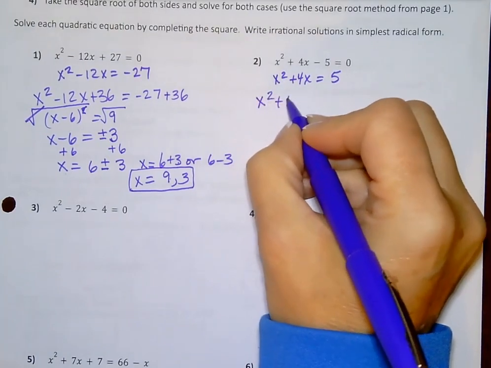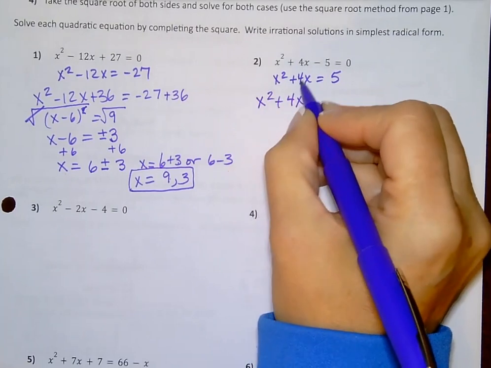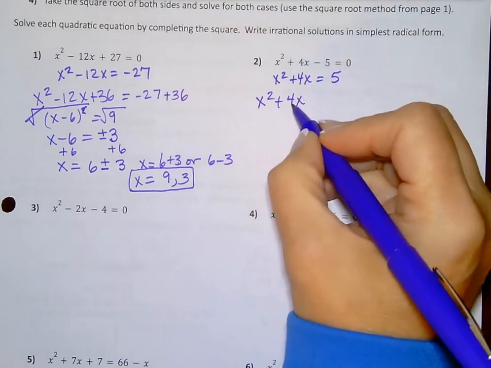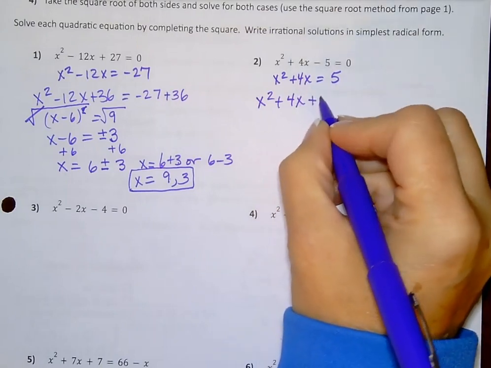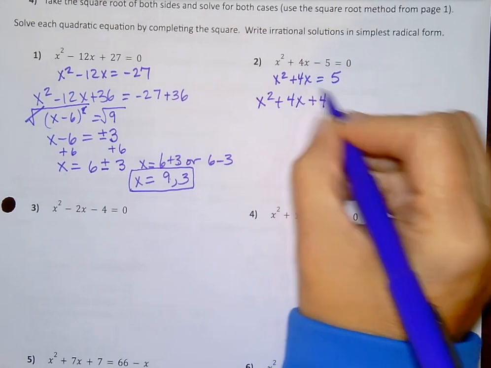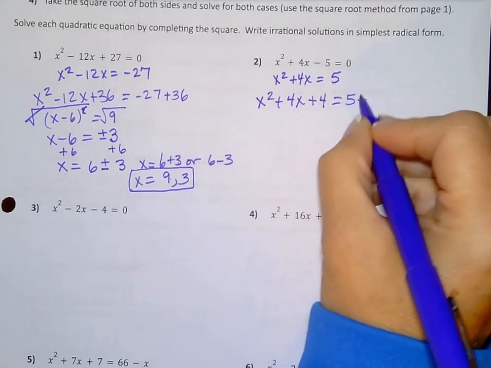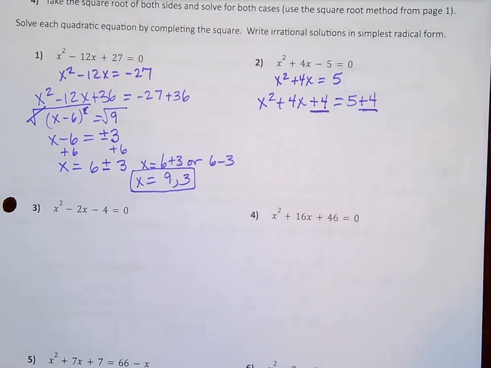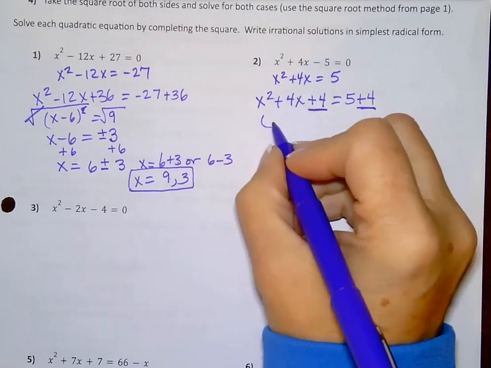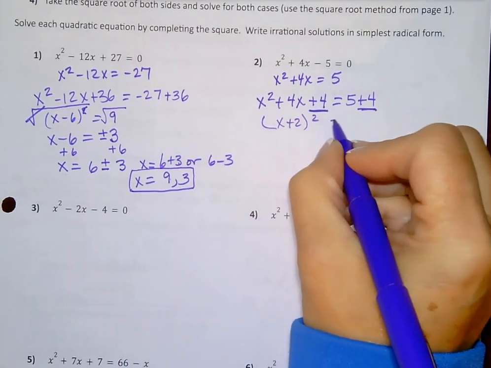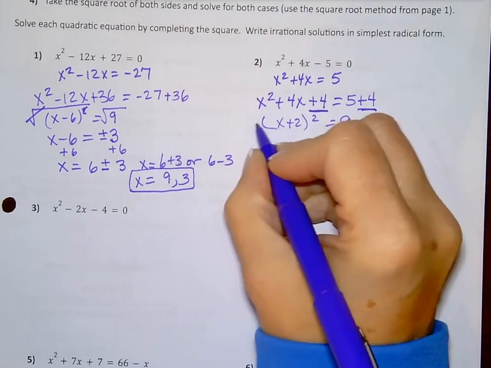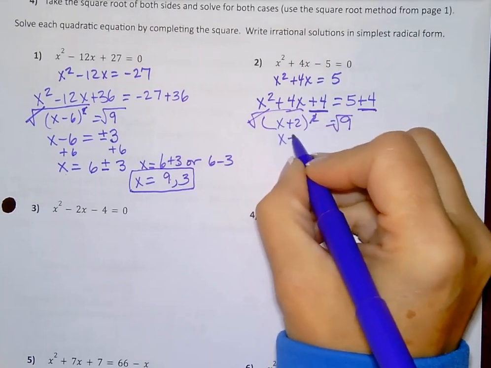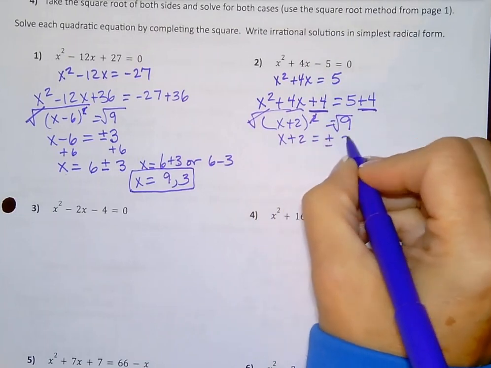X squared plus 4x. To make it a perfect square trinomial, I take half of my middle term, so 2, half of the b, so I have 2 and I'm going to square it. So I'm going to say plus 4. Now if I add 4 on the left side of my equal sign, I have to also add 4 on the right side. See how I did that? Okay. Now I'm going to factor because now I can. And I have x plus 2 all squared equals 5 plus 4, which is 9. Square root of each side. Square root undoes square. So I have x plus 2 equals plus or minus 3.